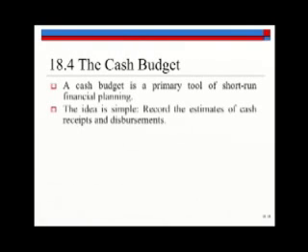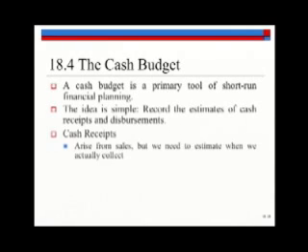The idea is simple, and it's similar to the income statement. In the income statement, we match revenue and expenses. What we're going to do here is match cash receipts and cash disbursements. So we're not going to do any of the accruals that accountants do.